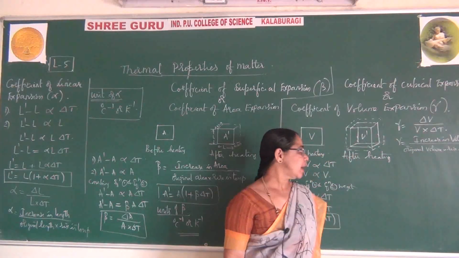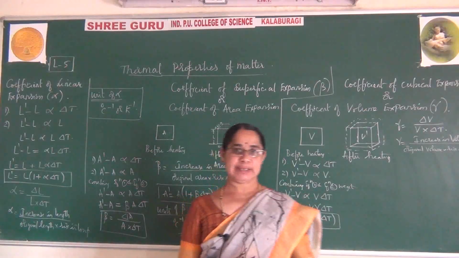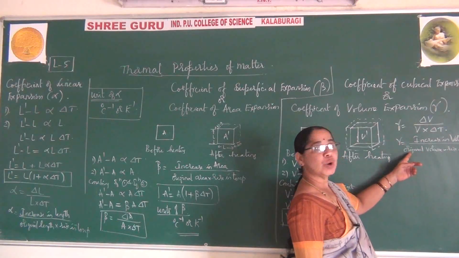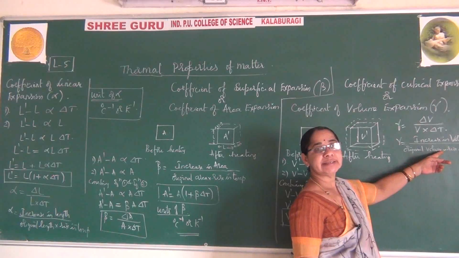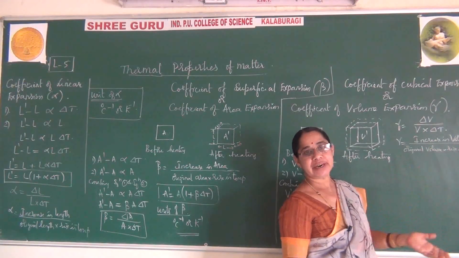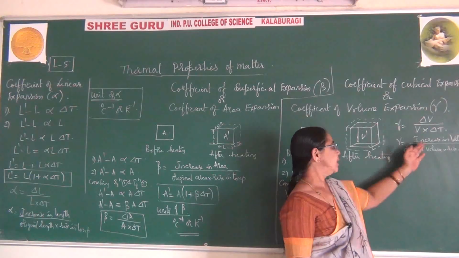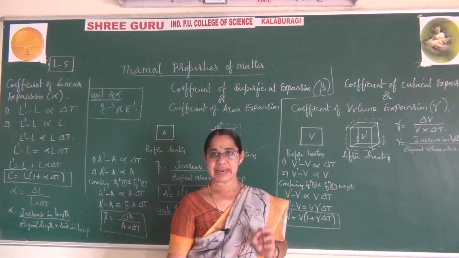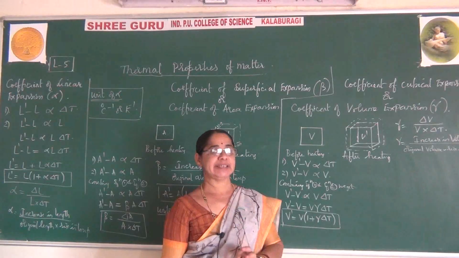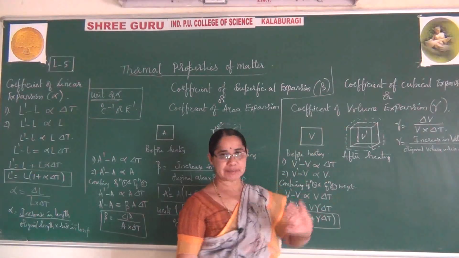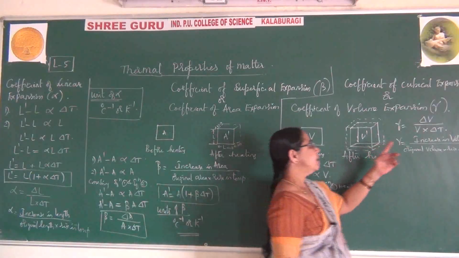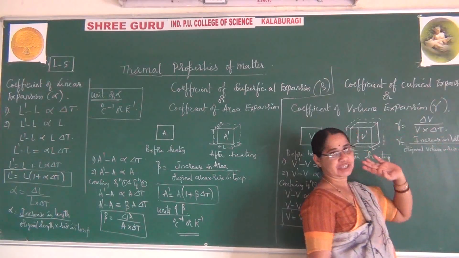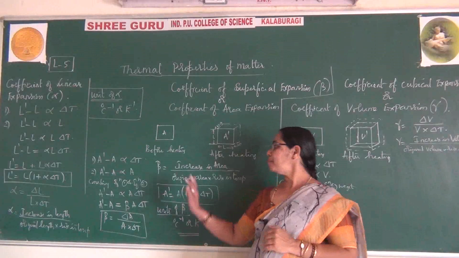Now using this, how do you define it? Coefficient of cubical expansion can be defined as the increase in volume per unit original volume per unit rise in temperature. So remember, coefficient of cubical expansion or coefficient of volume expansion can be defined as increase in volume per unit original volume per degree rise in temperature. Hope you understood this one. Very simple.